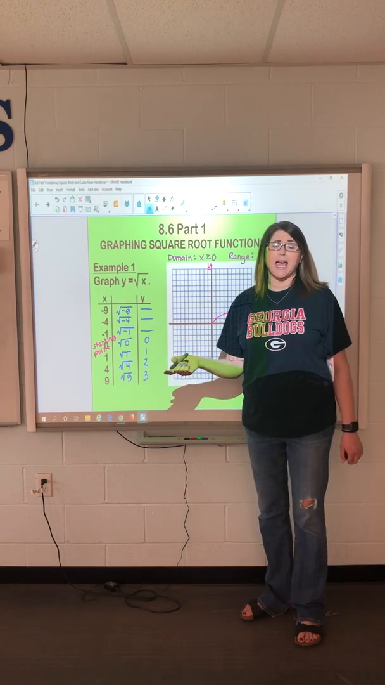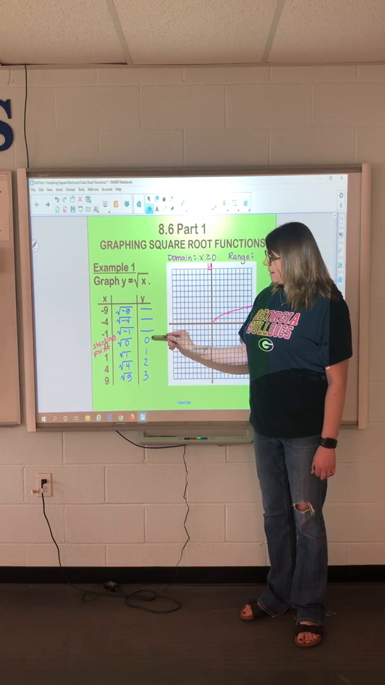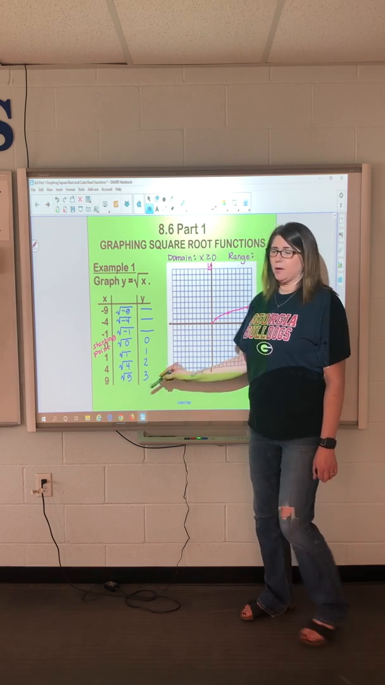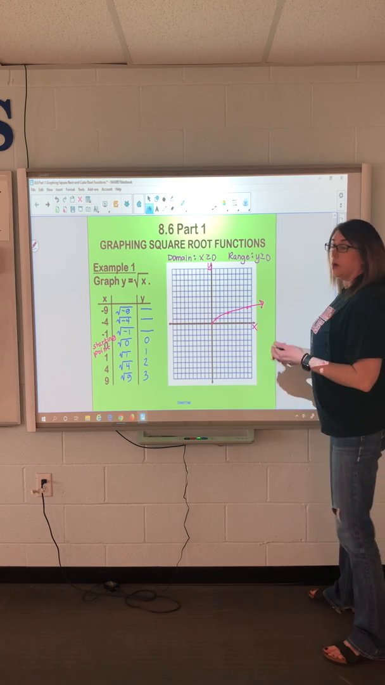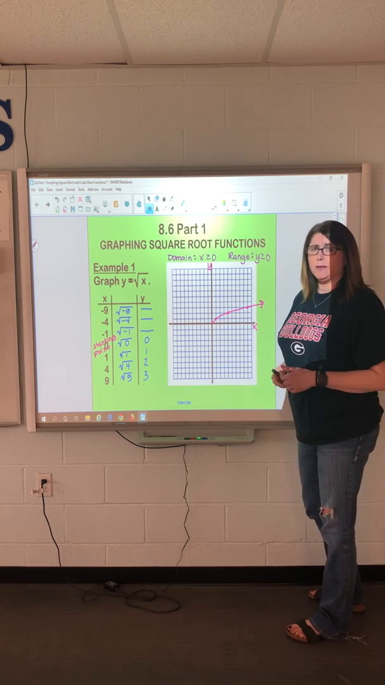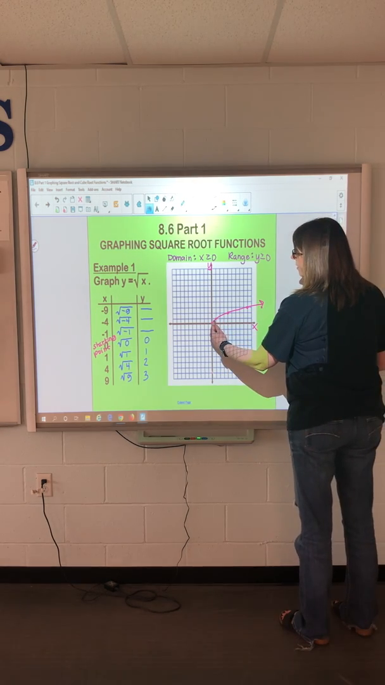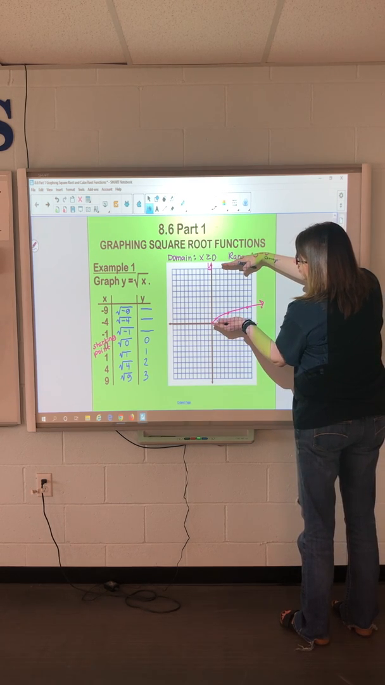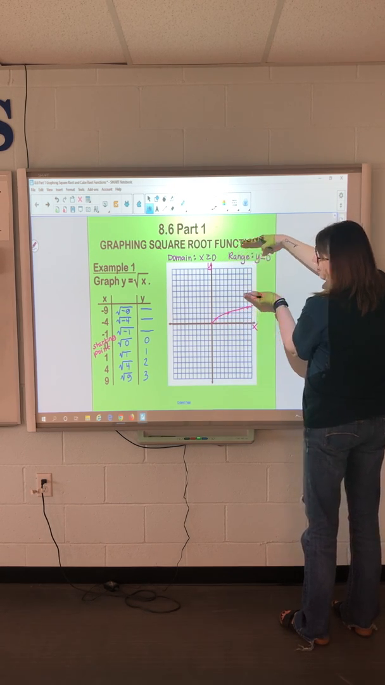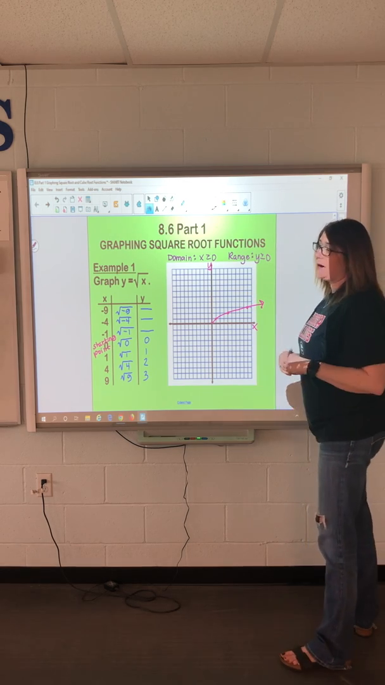If we look at the range, we see the same things happening. It starts at 0 and our y values get larger. So we're going to say y is greater than or equal to 0. We can see both of these in the graph. If we look at the domain, our x values start at 0 and they get bigger. If we look at the range, our y values start at 0 and then they get bigger. Not quickly getting bigger, but they are getting bigger.